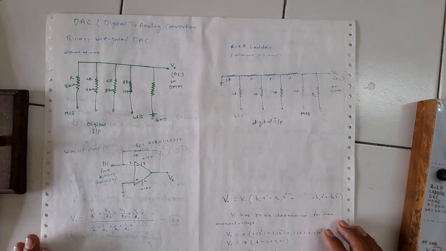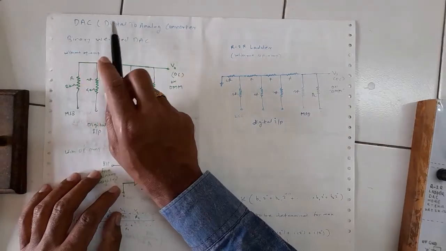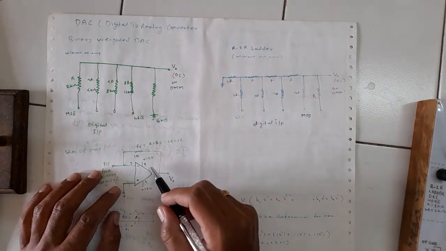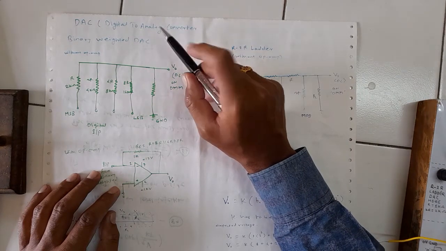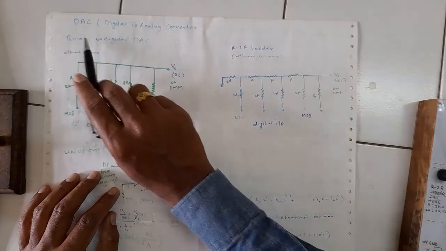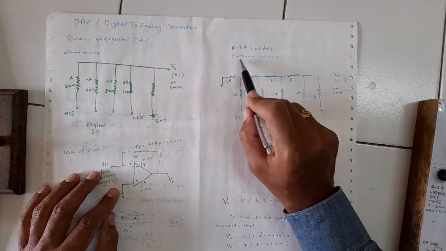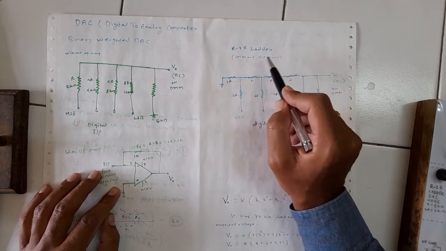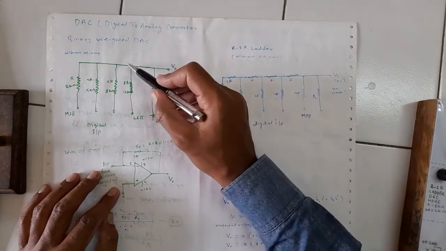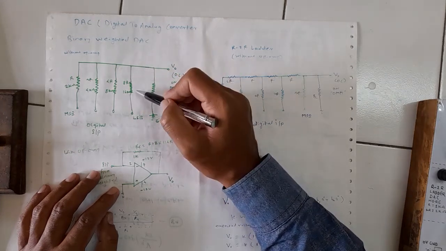Hello friends, now we are going to talk about another kind of experiment, and that is the DAC, that is digital to analog converter. Now this digital to analog conversion can be seen by two different methods. One is the binary weighted digital to analog converter, and the other one is the R to 2R ladder network digital to analog converter.